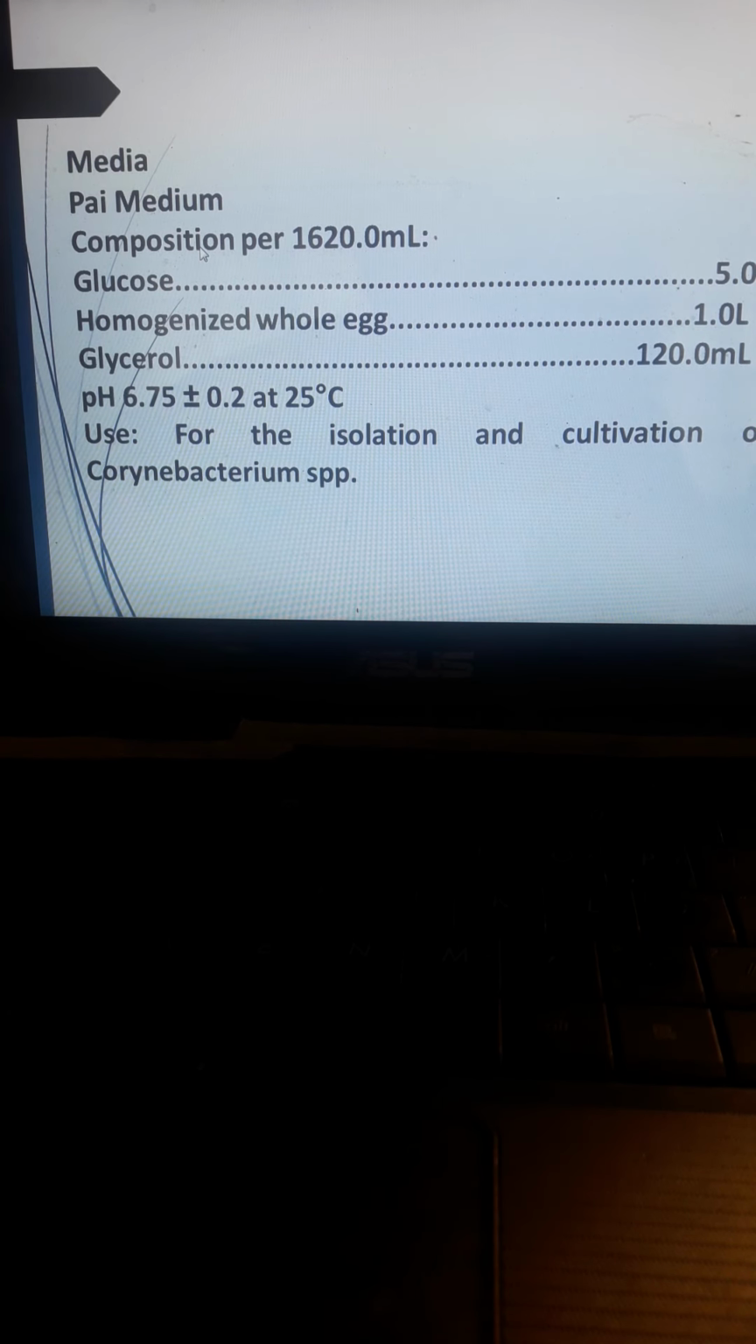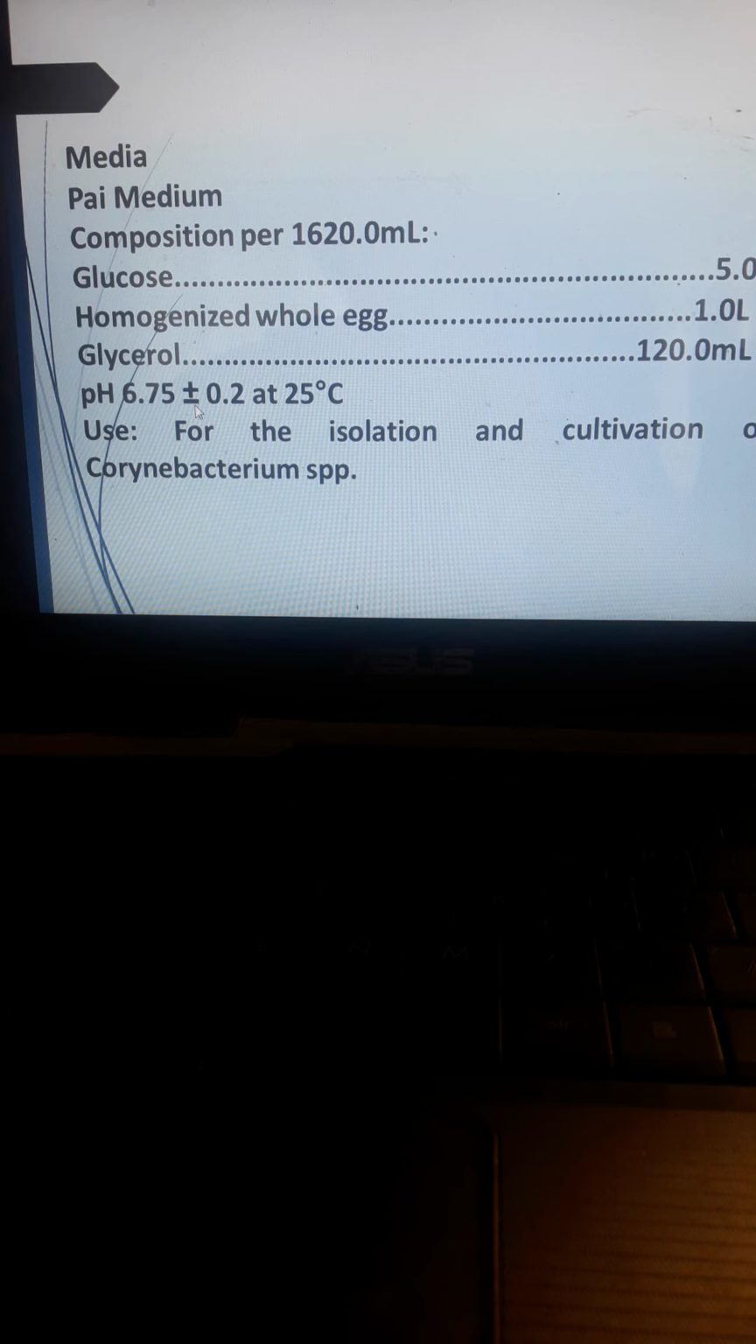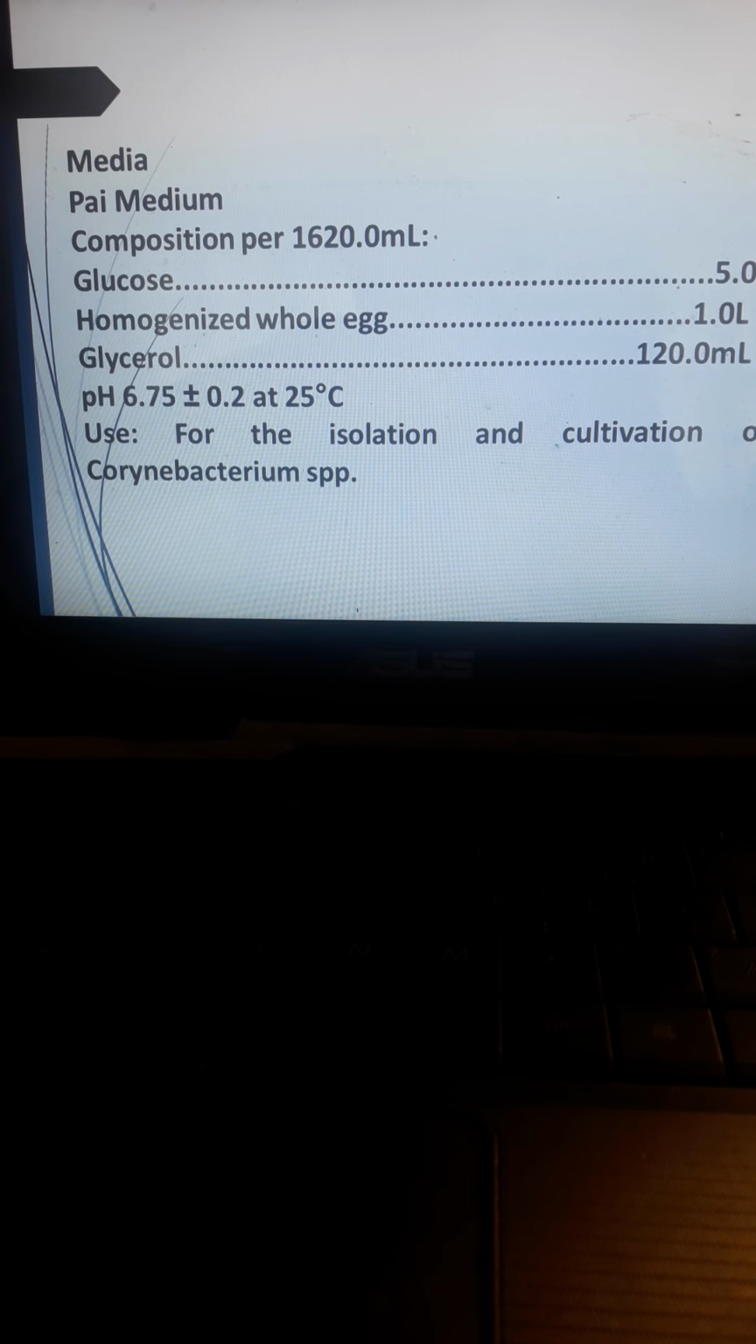So for the medium, the composition is 1,620 ml, with glucose 5 grams, homogenized whole egg 1 liter, which is a source of fats, and glycerol 120 ml. For the pH, 6.7 to 7.2, so that is a weakly acidic environment, at 25 degrees Celsius. This medium is used for the isolation and cultivation of Corynebacterium species.